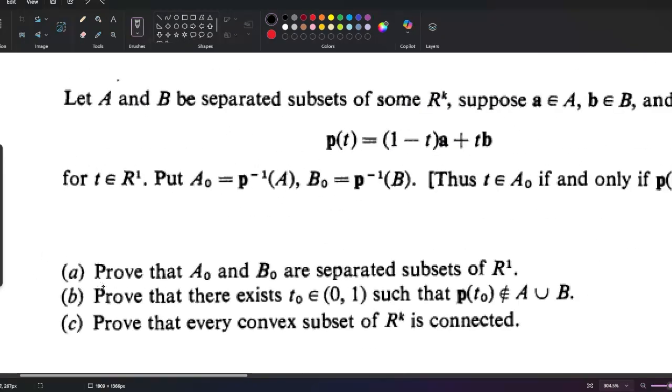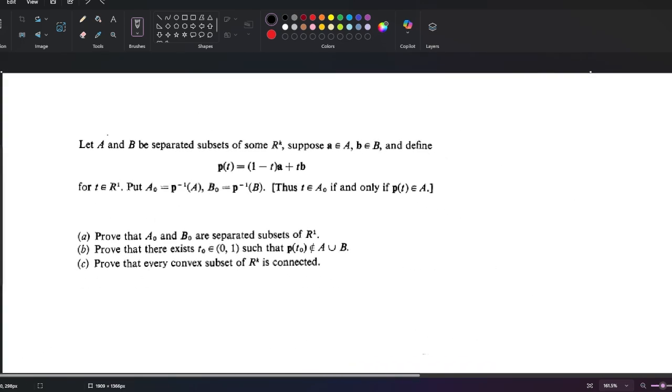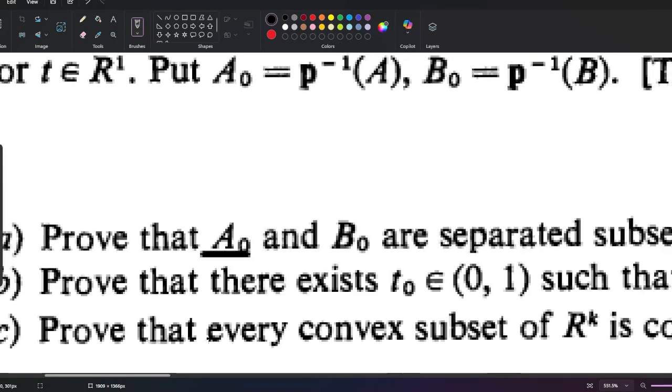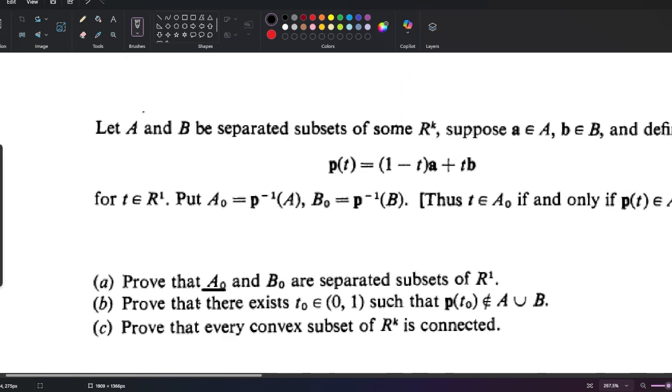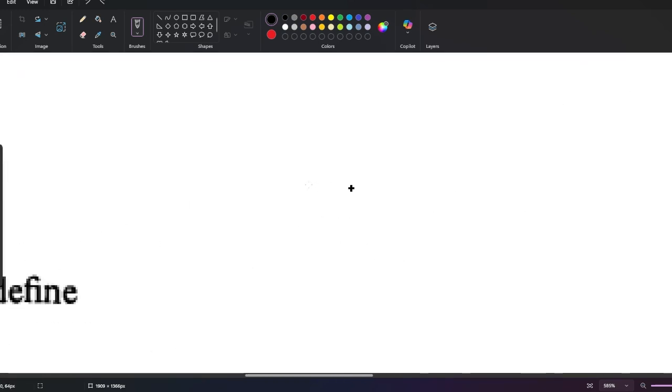For the first one, we have to prove that A0 and B0 are separated subsets of real numbers. It's fairly easy to show that A0 and B0 do not share any elements. However, they may still share a limit point, so we have to show that they do not. So how do we do that? Well, the way to go is to show that when you insert a limit point of A0 into the function P, P of that limit point is going to be a limit point of A, and a similar thing for B0. So let's go ahead and do that.